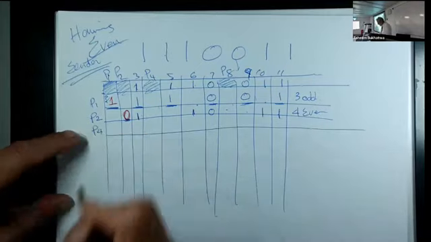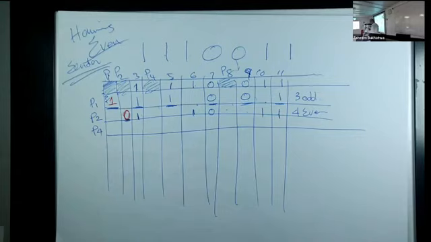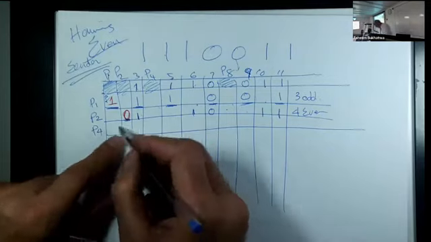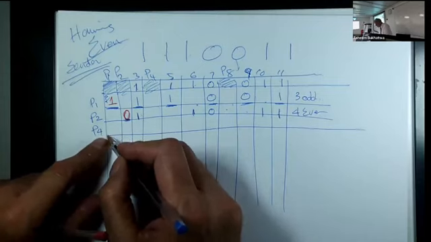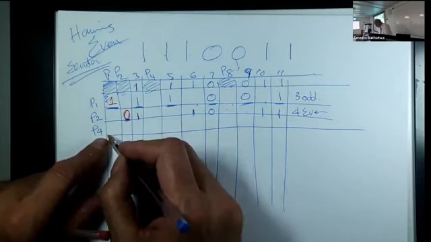Now the next one is parity 4. Okay, who's going to help me there? You look like somebody who wants to help, right? Okay, parity 4, where do we start? Start at what column?